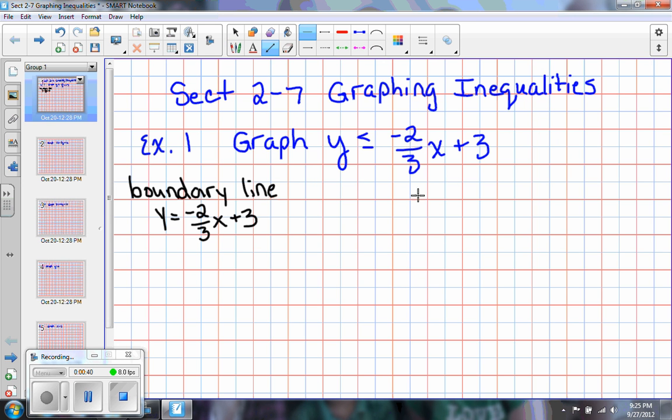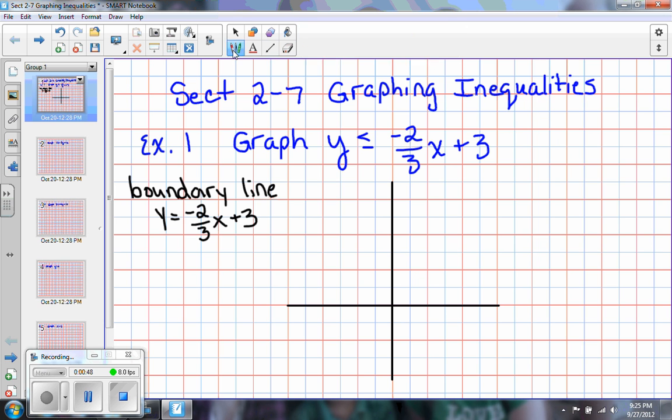So we're going to make a graph. And don't forget to scale your axes. So I'm going to count by ones. And then we're going to graph just like we did before. So our y-intercept is positive 3. So I'm going to plot the point 0, 3. The slope is negative 2/3. So I'm going to go down 2 and to the right 3.